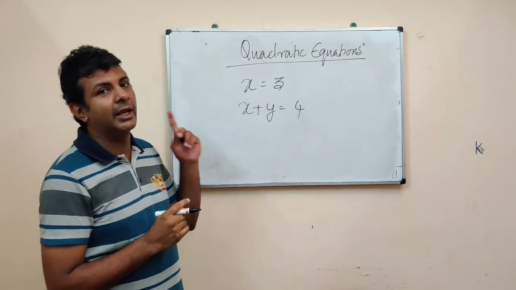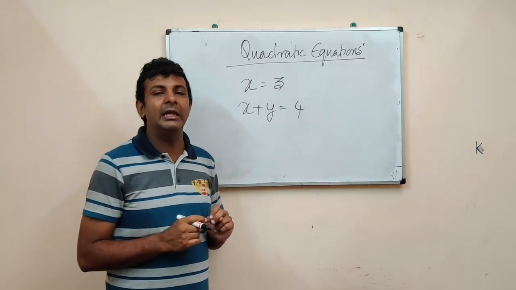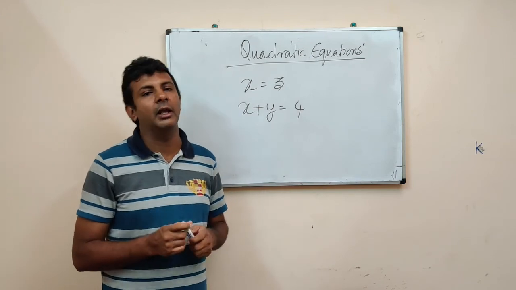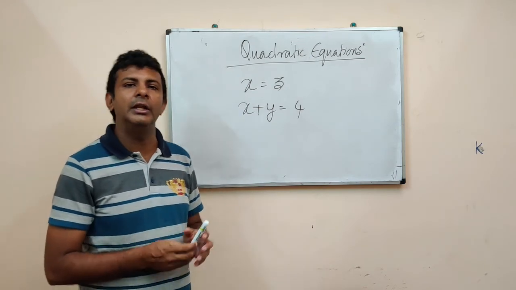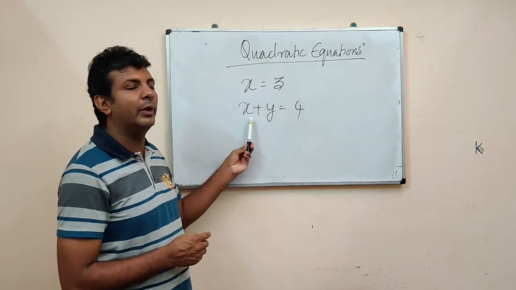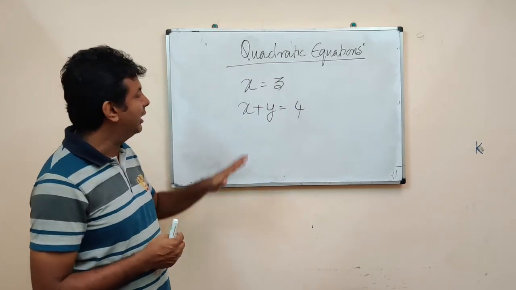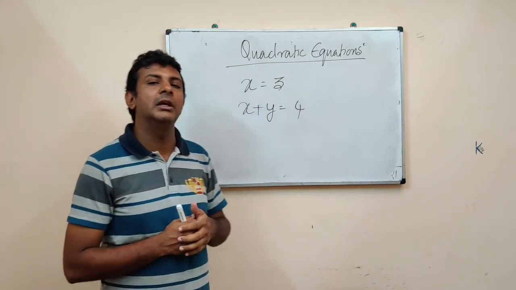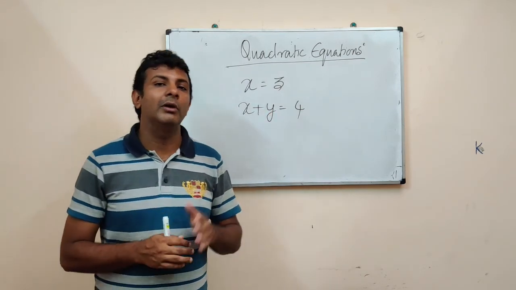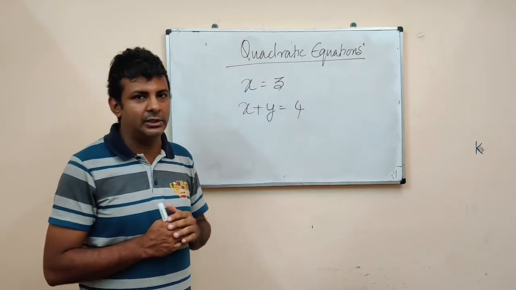No. This is again a linear equation in two variables. Now then, what is a quadratic equation and how does it differ from a linear equation? In a linear equation, the power of the variables is 1. Or, put another way, if you were to draw these equations in a graph, both of them would give you a straight line graph. That is what is called a linear equation.